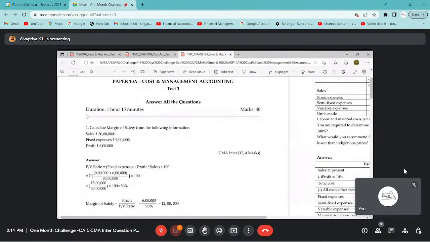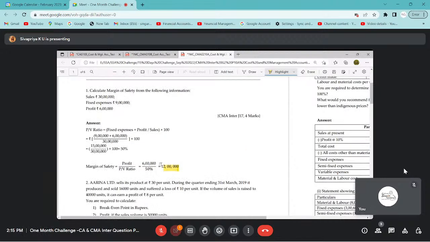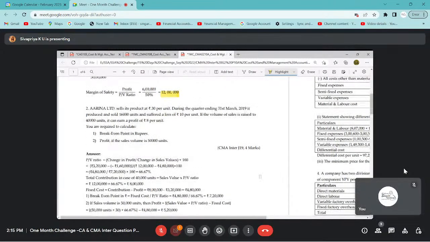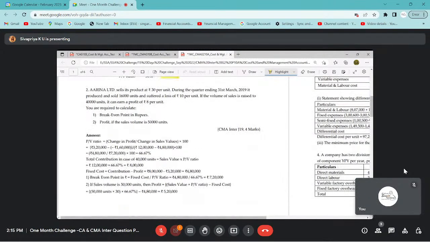So calculate the margin of safety from sales, fixed expenses and profit. So we have to apply the formula, and the answer is 12 lakhs. Question number 2. Calculate BEP in rupees and profit if the sales volume is 50,000. So first, the answer for BEP is 7,20,000. And the next one, for sales volume, the answer is 5,20,000.